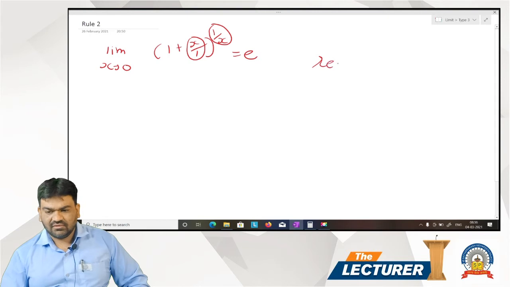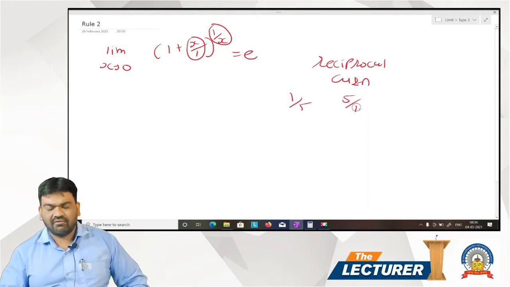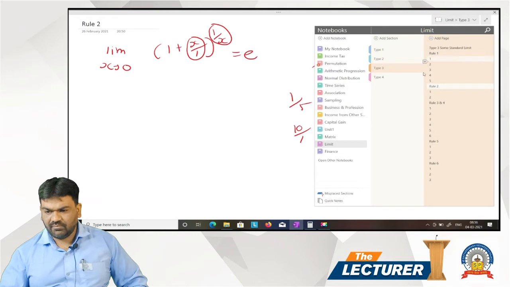Power means exponent. Reciprocal means inverse. Say for example 1 upon 5, its reciprocal is 5 upon 1. 10 upon 1, its reciprocal is 1 upon 10. Okay, let's see first example.